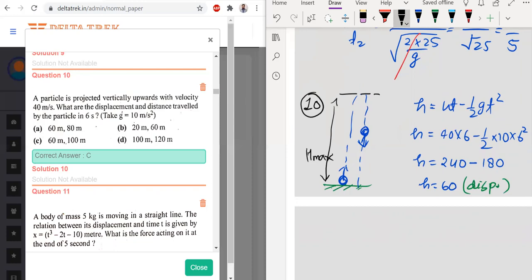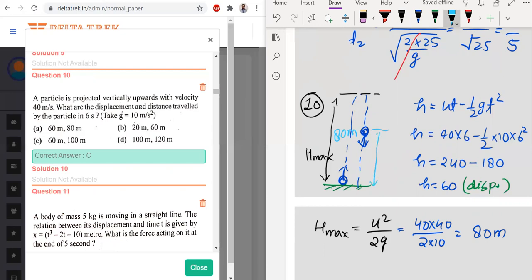So when the distance and displacement are asked, you need to be sure what is h max. What is the formula for max height? It is u square by 2g. So I'll say 40 into 40 divided by 2 into 10. So this resulted in 80 meter, which means the max height is 80 meter while its height at 6 seconds is 60 meter. So what is exactly happening? It will go all the way up, and it will come down till 6 seconds.